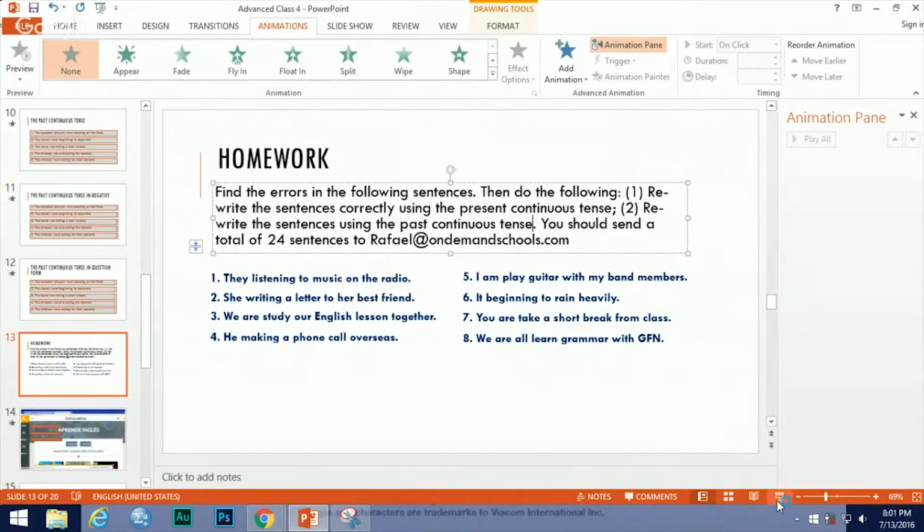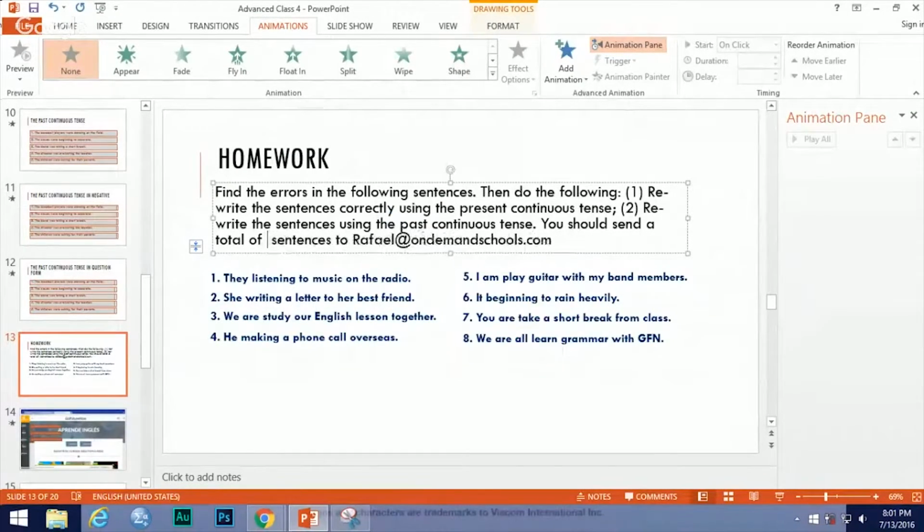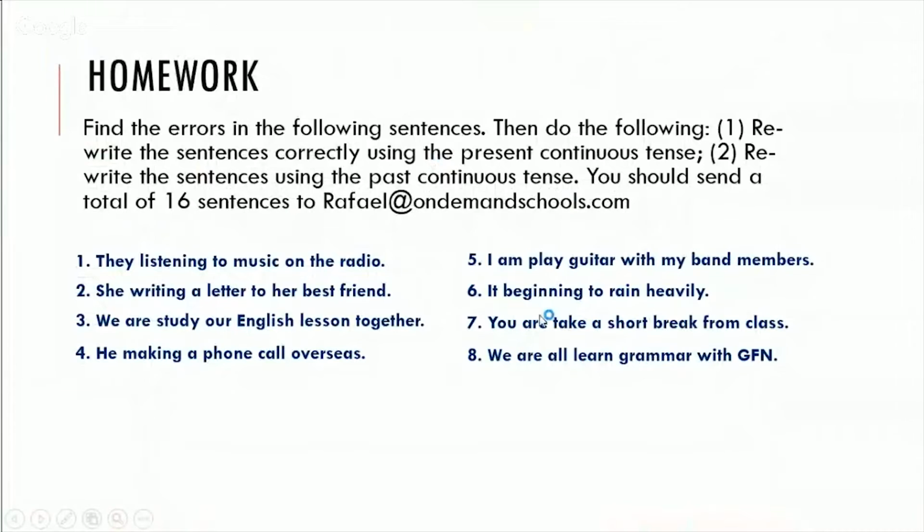I'm going to have you send me all of them. So you're going to send me 24 sentences because when you find the errors and you fix it, actually, no, you're only going to send me 16 sentences. So it's not 24, it's 16. First, you're going to fix these. And then you're going to give it to me in the present. And then you're going to give the same sentences in the past, okay? So it's only 16 sentences. What I'll do this time is you send me the homework, and I'm going to send you a document with the correct answers so that you can correct it, okay? So give me 16 sentences.